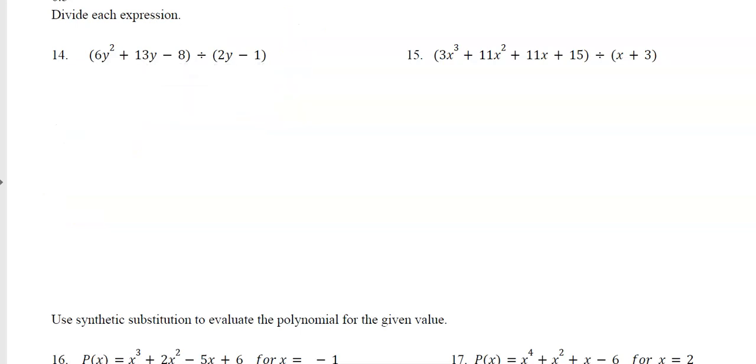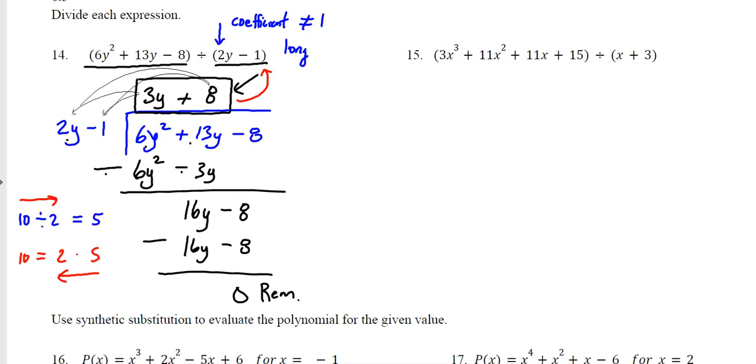All right, next problem. I could do long division, but I'm going to show you a shortcut called synthetic division. And how synthetic division works is we just use the coefficients. So I'm just going to use the 3, the 11 from the x squared, the 11 from the x, and the 15 as a constant. Be sure that all letters are accounted for.